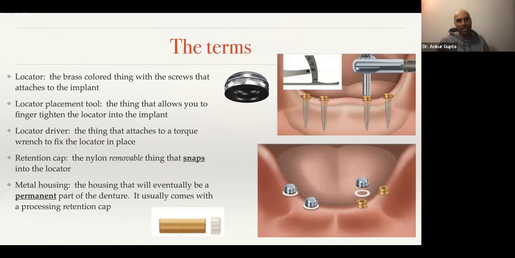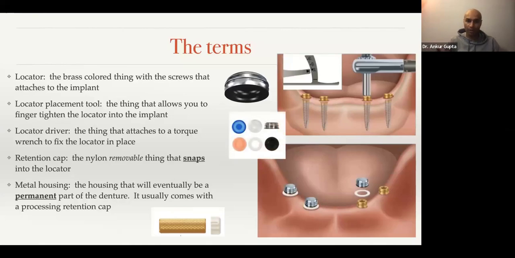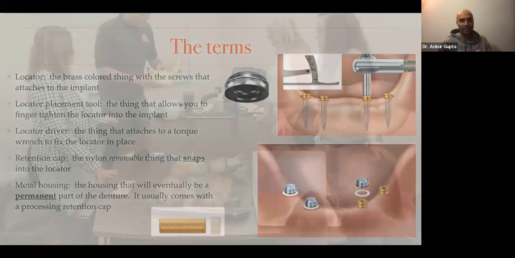Locator is the brass colored thing. That's the thing that's sticking out of the gums. The locator placement tool, that's this brass thing at the bottom of the screen that allows you to finger tighten your locator. A locator driver is something that attaches to a torque wrench that allows you to fix your locator in place. A retention cap is the nylon removable thing that snaps into the locator and also sits inside of your metal housing. The metal housing is a permanent part of the denture eventually. It's the retention caps that you get to change as they wear over time. I'm hoping that all of this makes sense.